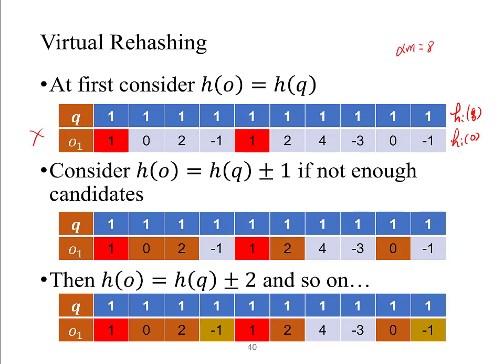And if we still have not found enough candidates, we need to do it the third time. So this time, we consider the difference could be 2. So this minus 1 and this minus 1 can be included, and the total number of collisions becomes 8, which satisfies the condition here.